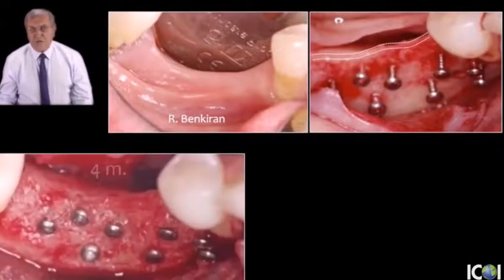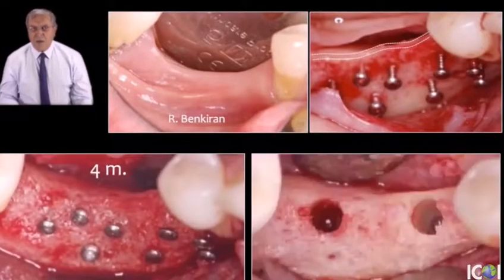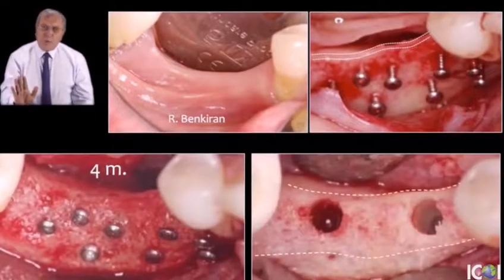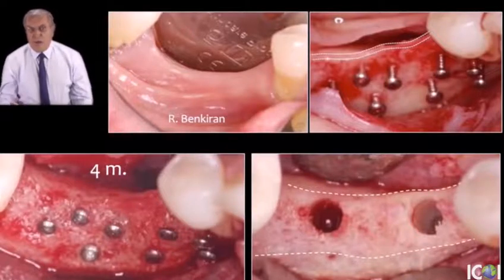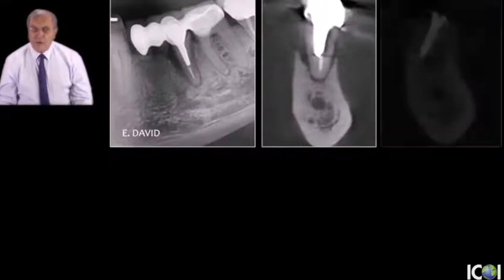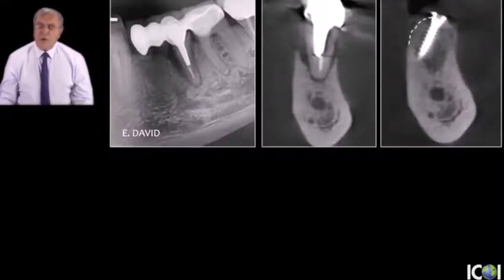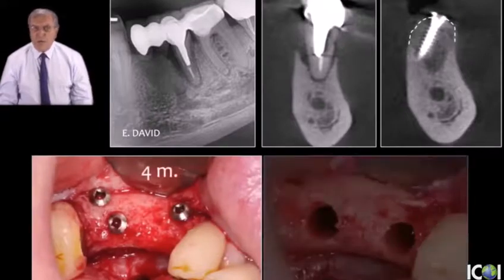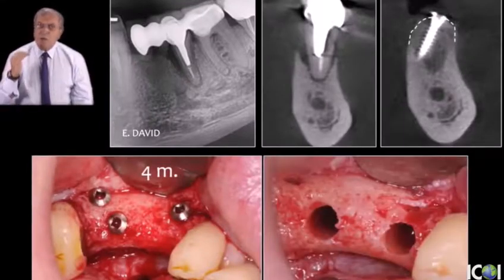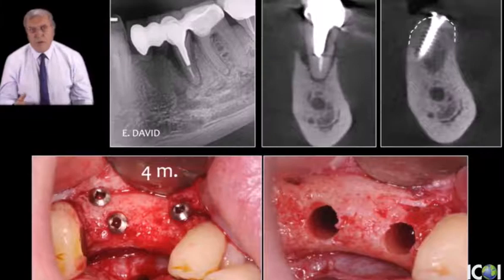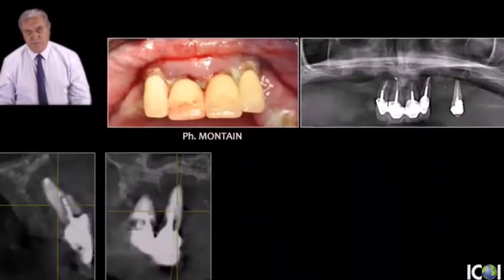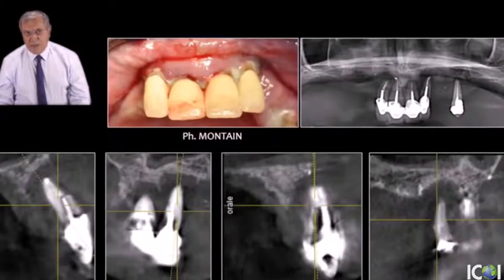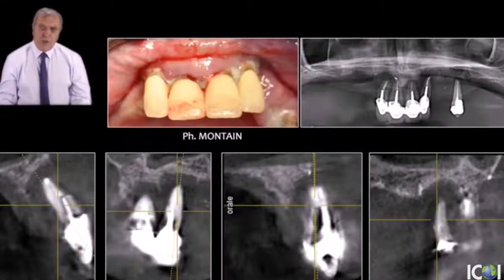Using screws is the simplest technique because while you stop the pressure, you will gain bone. Even in vertical augmentation, you will gain bone up to the head of the screw because the screw will stop the pressure of the soft tissue. In this case, it's the same concept. It's a protective bone regeneration.